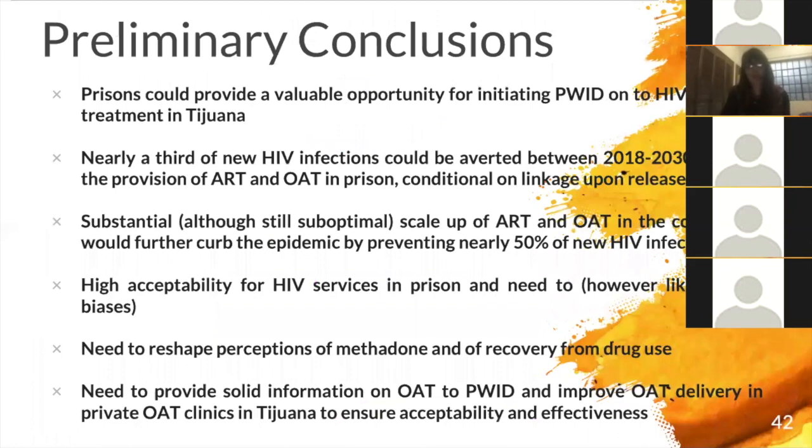So in terms of conclusions, prisons could provide a valuable opportunity for initiating people who inject drugs on HIV and drug treatment in Tijuana. Nearly a third of new infections could be prevented between 2018 and 2030 through this. And a substantial scale up in the community could bump this up to 50%. There is high acceptability of HIV services in prison. However, it could be due to study biases because our population is very used to getting HIV tests and is very well aware of HIV prevention, and they might also have wanted to show that.